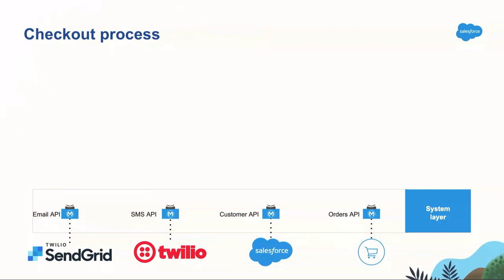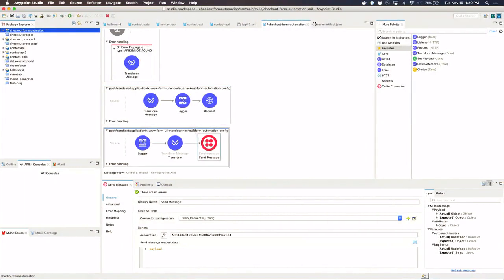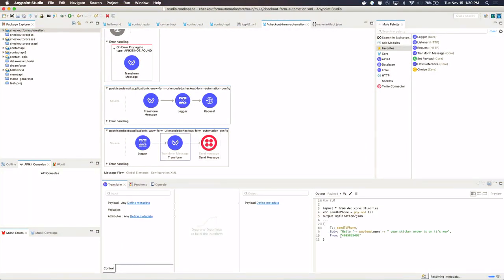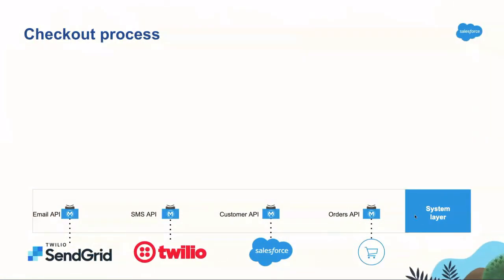So we have a layer of system APIs, right? These APIs are things like Twilio and SendGrid and Salesforce, and we created these system layers, the email API, the SMS API. And you can think of these APIs as basically, we were using DataWeave to communicate with these outbound systems, right? You could see in Anypoint Studio, we had to create these custom integrations with DataWeave here to basically connect with these outbound systems. So these are our system layer APIs that will not change.